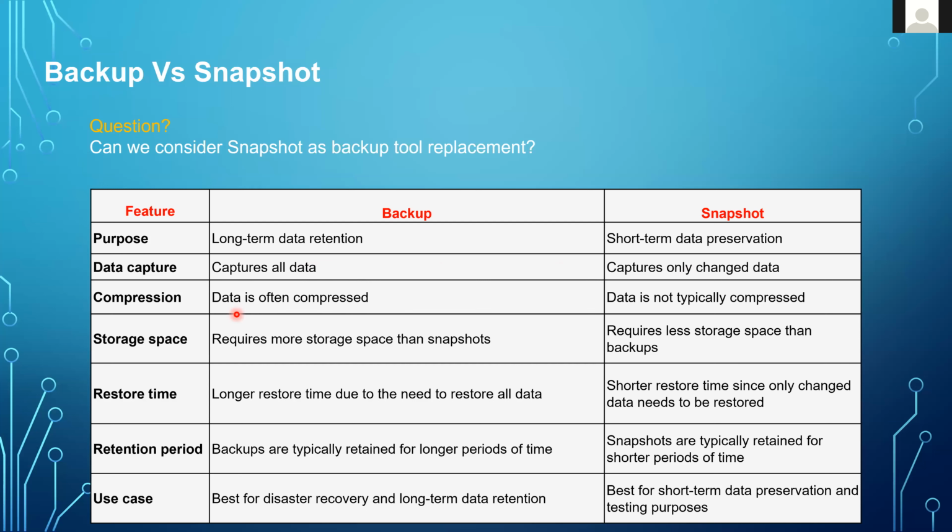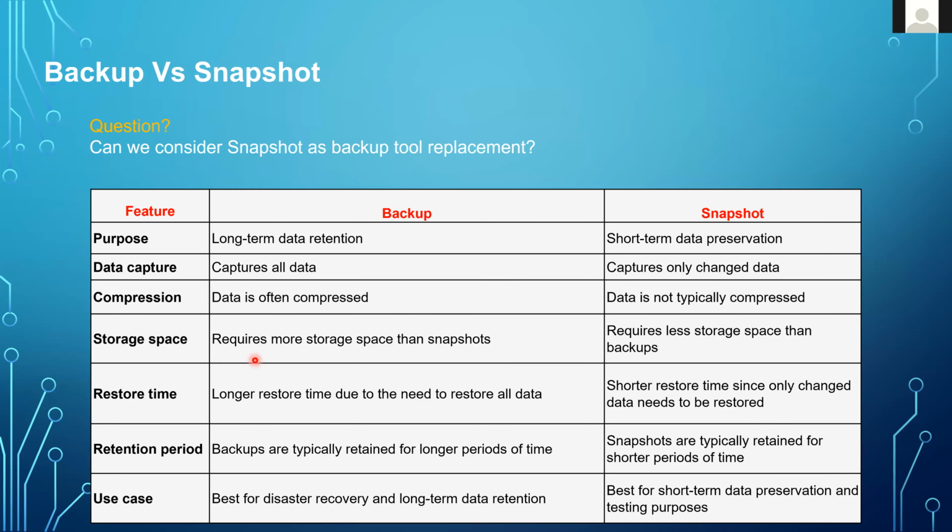And compression: in backup, compression can be used. In backup technologies, we have different backup tools available, so we can use deduplication, compression, and all different features. But in snapshot, it is typically not compressed. It's just simple data.